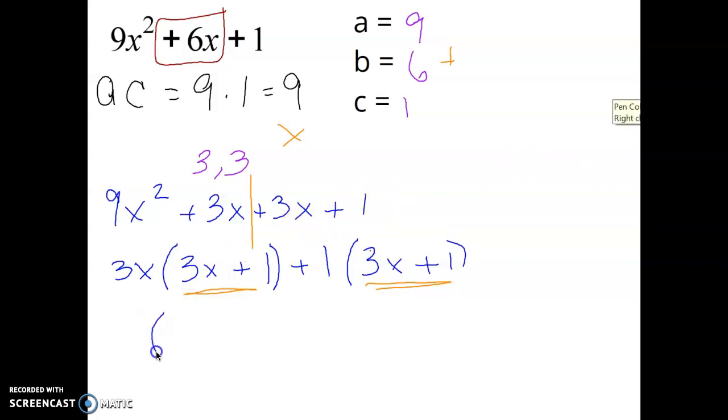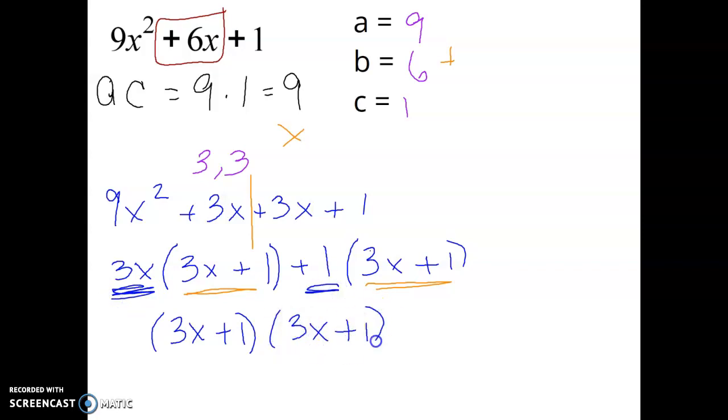The first parentheses is going to be 3x plus 1. The second parentheses is going to be what's left over on the outside. Well, this one also happens to be 3x plus 1. So very often you will see the answer for this written like 3x plus 1 in parentheses squared. And that is how we're going to do all of our factors.